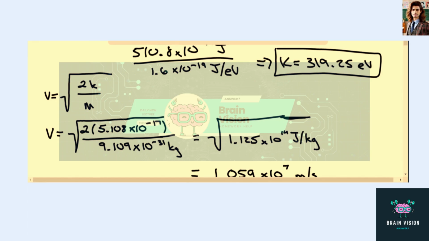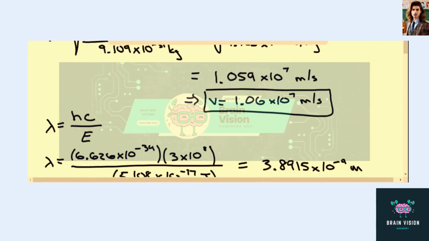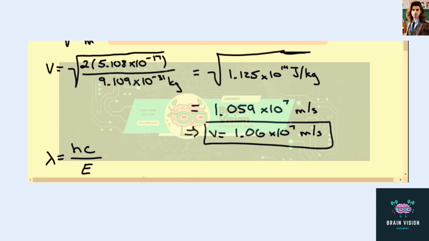We get the square root of 1.125 times 10 to the 14 joules per kilogram, which when we continue on, we get 1.059 times 10 to the 7 meters per second, and therefore we can conclude that the speed of the electron is 1.06 times 10 to the 7 meters per second.